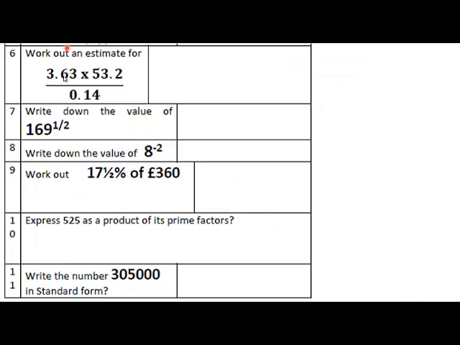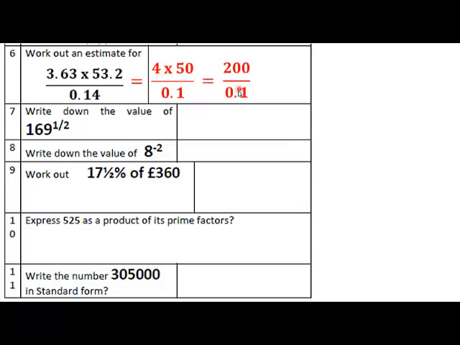Question 6. All these numbers, because the question said estimate, I need to round them all to one significant figure. So 3.6 is going to become 4. 53.2 is going to become 50. And 0.14, I'm going to chop it off there, and that's going to become 0.1. So that's what my rounded version is going to look like. That's my estimate. And it should be pretty straightforward calculations.